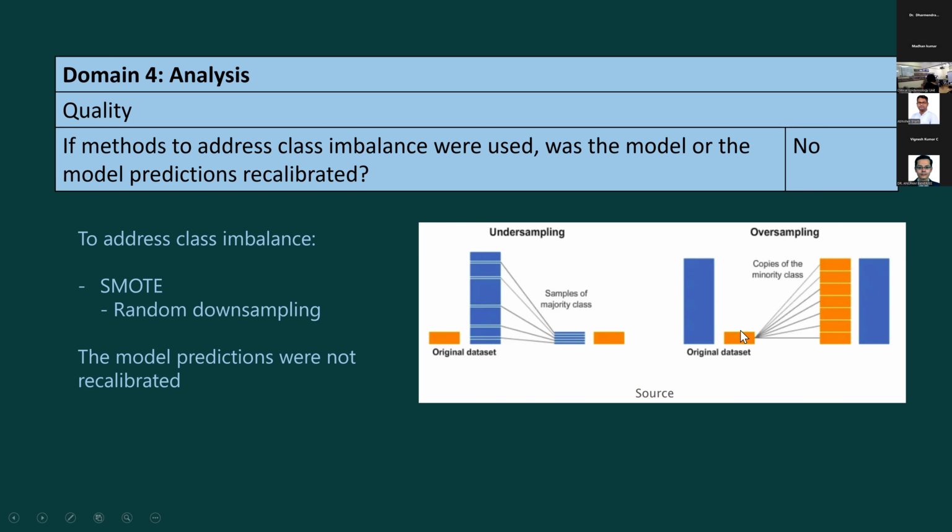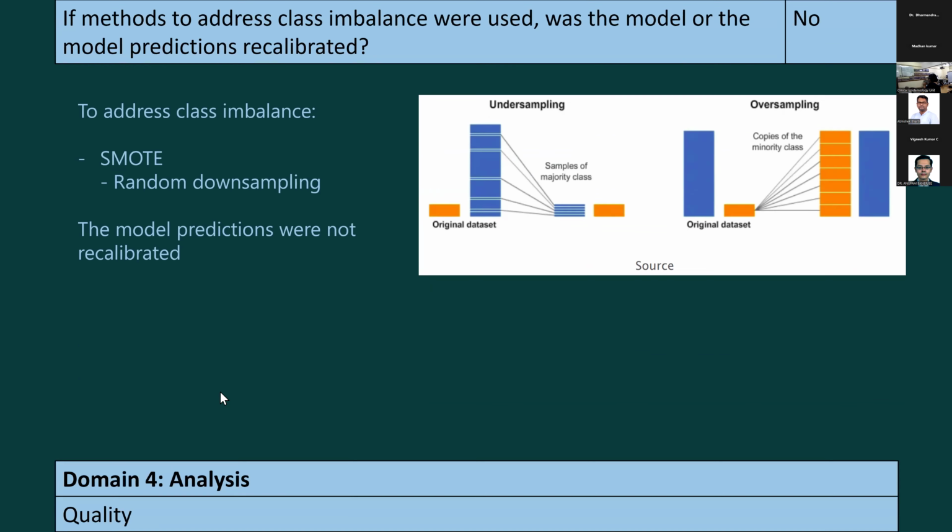They resample within the same data set to increase it to be on par with the other arm. So that is oversampling. Here they used SMOTE and random downsampling. SMOTE is for oversampling and this one is for downsampling. But after this, the models were not recalibrated.